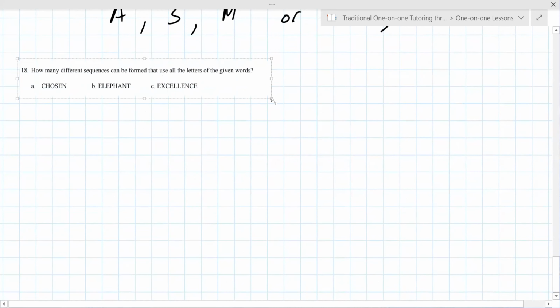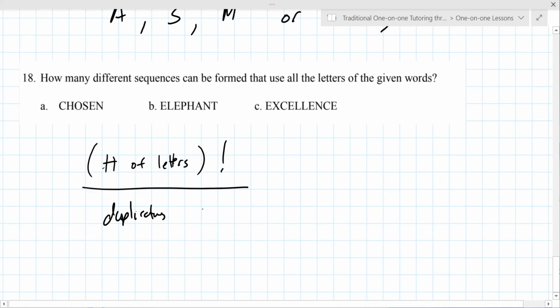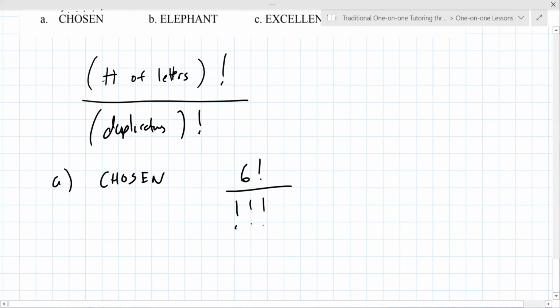The shortcut here is to remember that it's the number of letters factorial over the factorials of any duplications on the bottom. An example will help. Chosen has 1, 2, 3, 4, 5, 6 letters. So for chosen, it's 6 factorial up top. Are there any letters that are duplicated on the bottom? No. So it would be 1 factorial, 1 factorial, 1 factorial, 6 times, but 1 factorial is 1. So it just becomes 6 factorial.